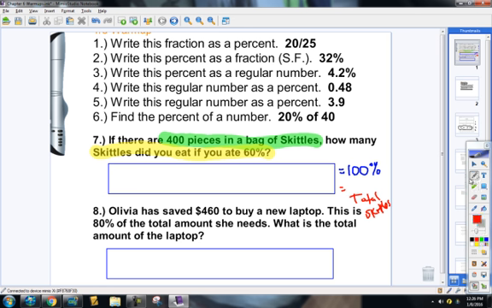So here's my first thing. Did I, if that's me I'm talking about, did I eat the whole bag of Skittles? No, I ate 60% of them. So I ate a little bit over half of the Skittles, right?